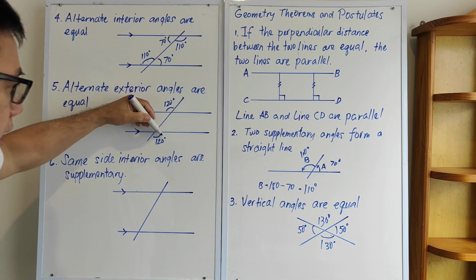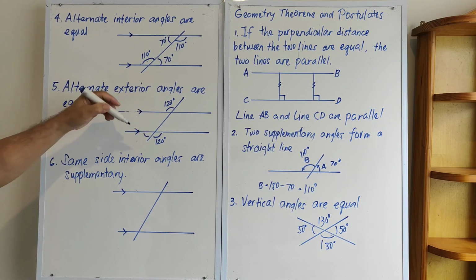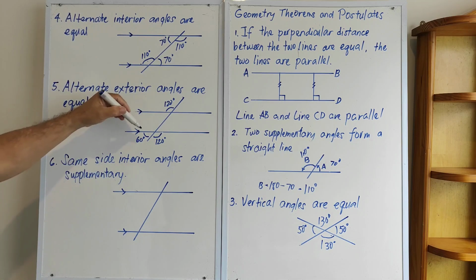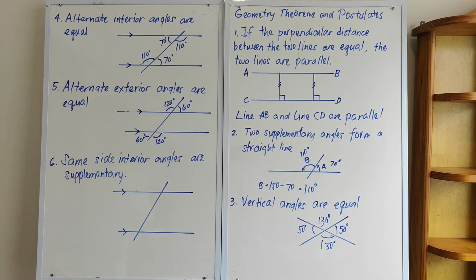So this one is a straight line, so we can solve for this one. 180 minus 120, this is 60 degrees. So the alternate angle for this exterior angle is this one. This is also 60 degrees.